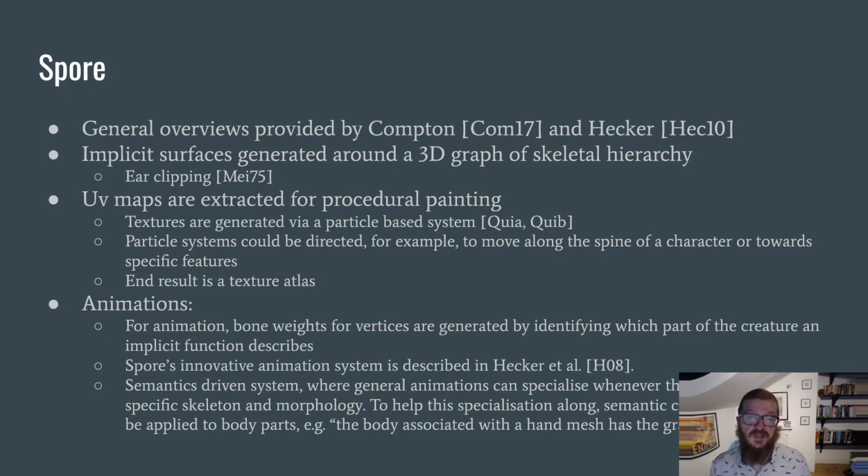Spore's innovative animation system is described in Heger et al. As the users can create their own creatures from simple parts, the central issue facing the developers was how to make an animation for a skeleton that wasn't known a priori. The developers came up with a semantics-driven system where general animations can specialize whenever they are applied to a specific skeleton and morphology. To help this specialization along, semantic capabilities, or tags, can be applied to body parts. For example, the body associated with a hand mesh has the grasper capability.